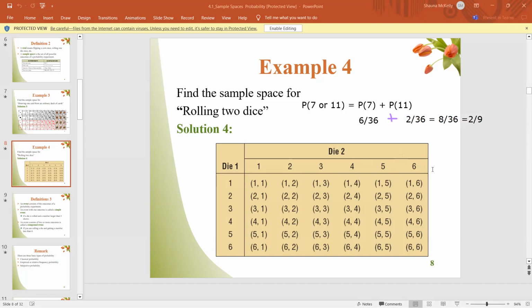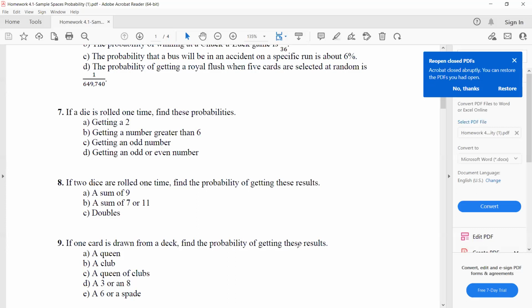All right. How about, I think the last one is asking for doubles. Yeah, 8C says doubles. If 2 dice are rolled one at a time, find the probability of getting doubles. Doubles means the same number on both dice at once.